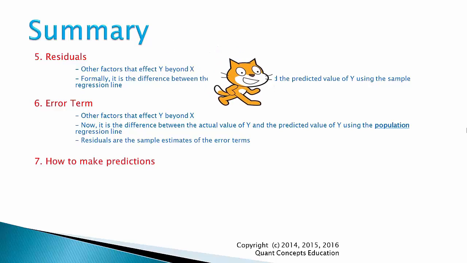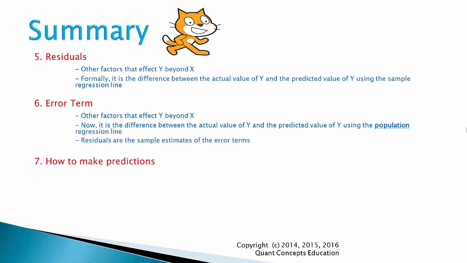Seventh, how to make predictions about y. It's very straightforward once we've written down the sample regression equation. Given the value of x, we simply substitute its value into the sample regression line to make a prediction of y. Remember, this is only a prediction and is likely to contain an error.